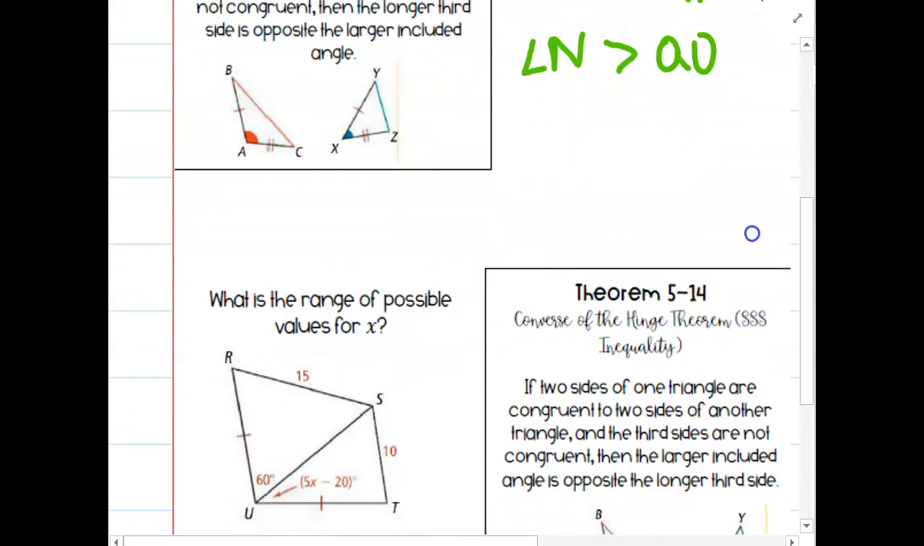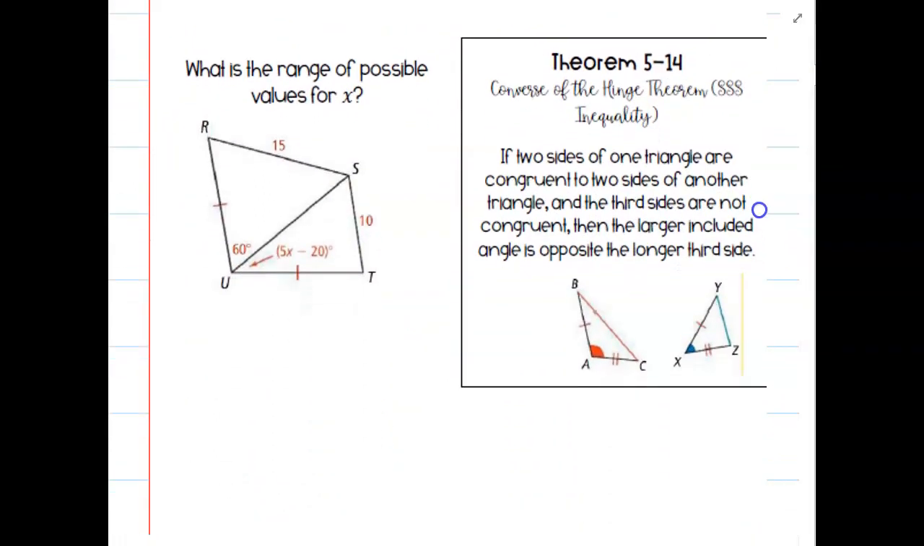Now, theorem 5.14 is just the converse of that. It says, if I have these two triangles that have two congruent sides, and this triangle has the longer side than the other one, then this angle is going to be bigger than the other angle in the other triangle. It is just the opposite. We can use this, kind of like yesterday when we figured out the range of what that third side could be. It's going to be kind of like that.